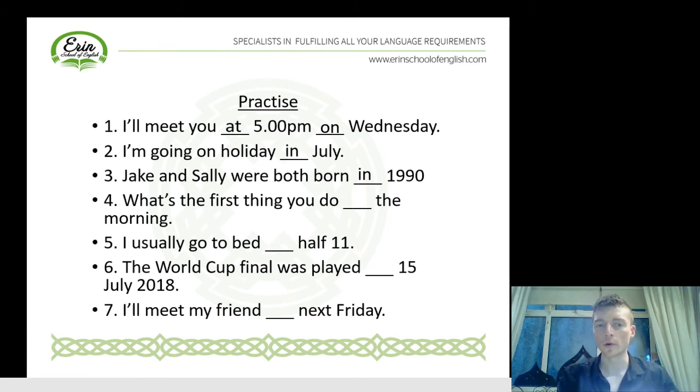Number 4. What is the first thing you do for morning? So our rule here, morning, it's a time of day. What's the first thing you do? In the morning. Number 5. I usually go to bed 11:30. So here once more we have a time on the clock. So we must say I usually go to bed at 11:30.